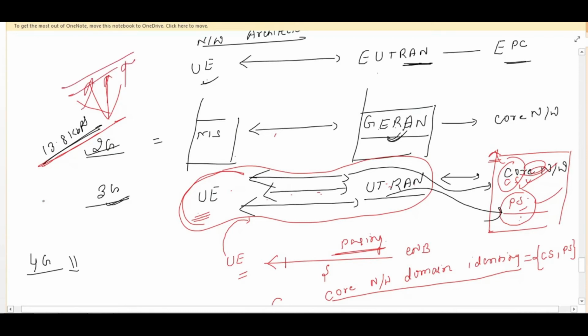So maybe when 3G came with 2 Mbps, even after some years it was not enough, because the number of subscribers had increased. So 4G was designed completely for the PS services, packet switch services.